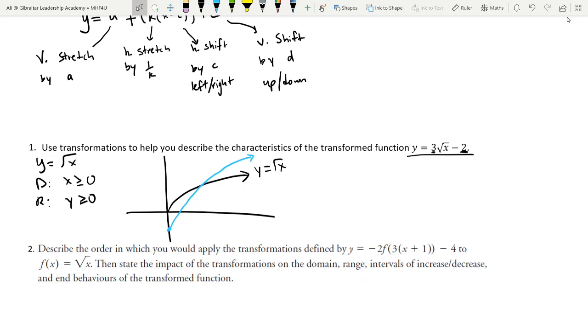So essentially the graph would be pretty much the same in all categories except the range. The range would be y in the reals such that y has to be greater than or equal to negative 2. All the other characteristics essentially would remain the same.